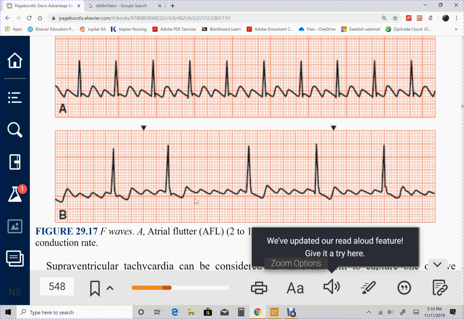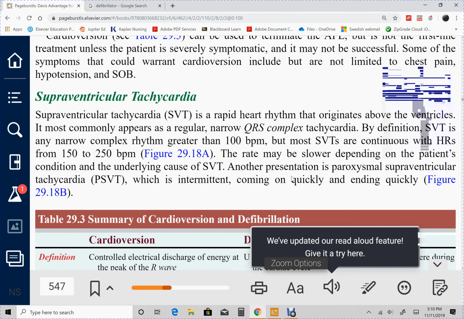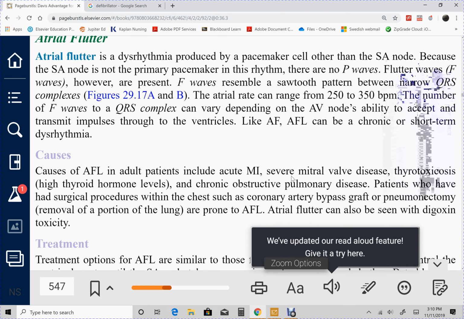Okay, same thing for the B picture. There are no P waves there. So therefore, these things are not coming from the SA node. So compared again to AFib, this one has a sawtooth pattern.